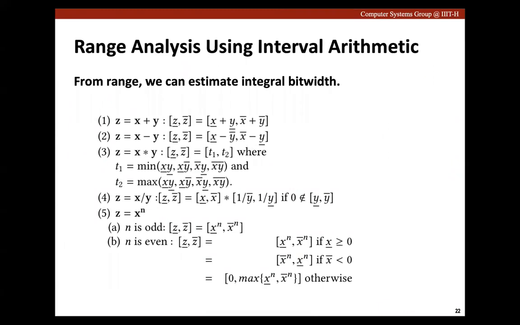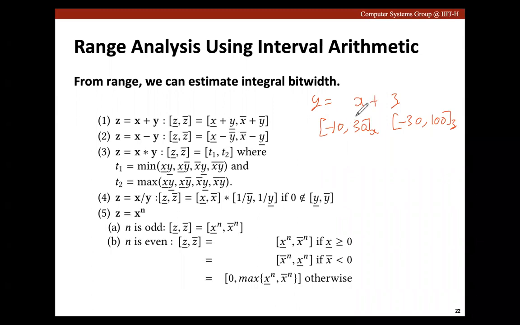One simple way of doing range estimation is by using what is called interval arithmetic. The idea behind interval arithmetic is very simple. Let's say y is equal to x plus z. Somehow we know that x lies between minus 10 and 30. This is the range of x. And z lies between minus 30 and 100. This is the range of z.